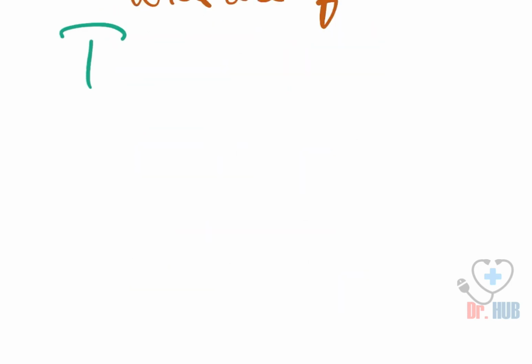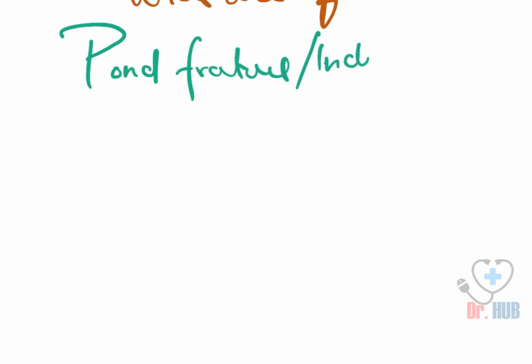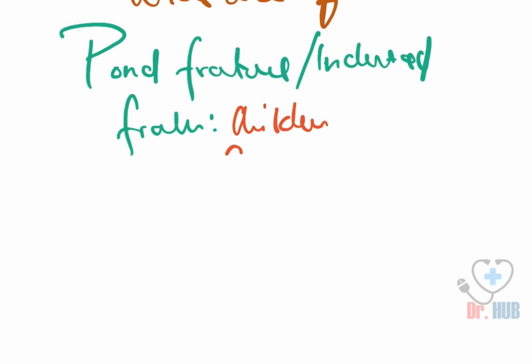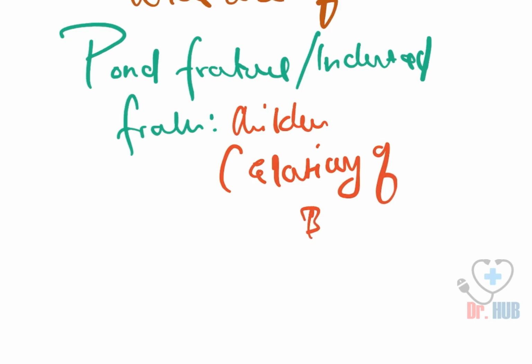Next, we look at the pond fracture. The pond fracture, or the indented fracture, occurs in children, and this is mainly due to the elasticity of the bones.